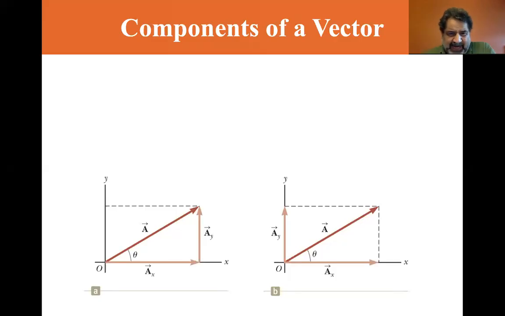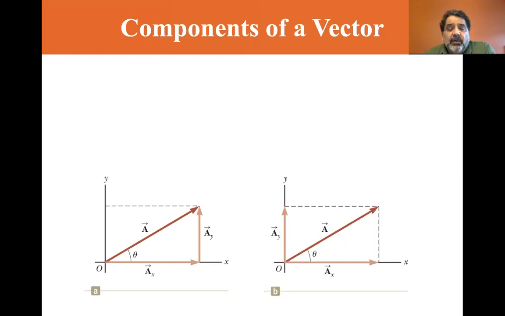We have here a vector A, and if we look at it just as a triangle, we can see that AY is vertical. It's at the end of the vector A, and AX is horizontal and it's along the x-axis. That's one way to represent it. It's easier to see there that sine theta is equal to AY over A, and cosine theta is AX over A.